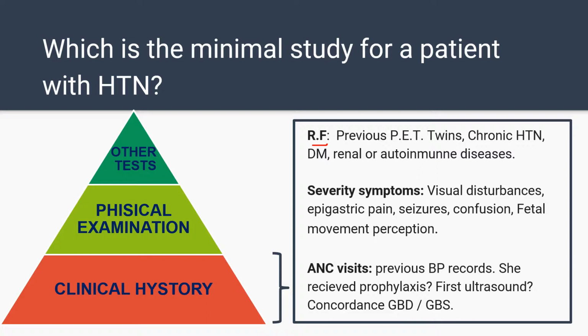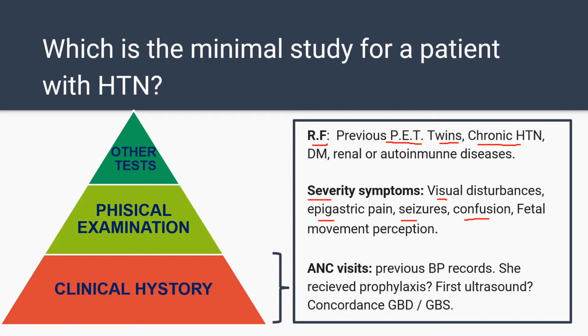So you have there. But it's important to ask if she had preeclampsia in the previous pregnancies, if this pregnancy is a twin pregnancy, to assess if she had chronic hypertension or any other disease before the pregnancy, and you have many more. After that, the severity symptoms. It's very important to assess that. So you have to ask the patient if she has visual disturbances, epigastric pain, seizures, confusion, fetal movement perception, also to assess the fetal status.